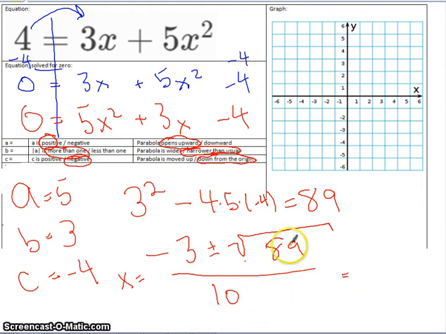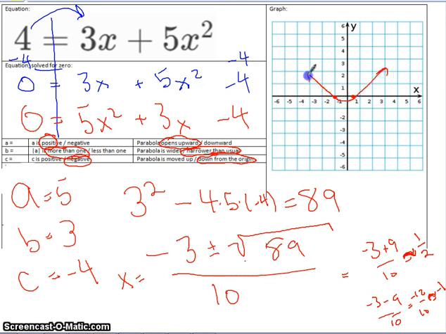Let me estimate that. The closest square root to 89 is 81, so that's 9. So it would be negative 3 plus 9 over 10 and negative 3 minus 9 over 10. And let's continue estimating. So that's 6 over 10, that's about half. And then this is negative 12 over 10. That's approximately negative 1. So my two roots for this guy are going to be somewhere around here and somewhere around here. And I've got a positive facing parabola, something like that.